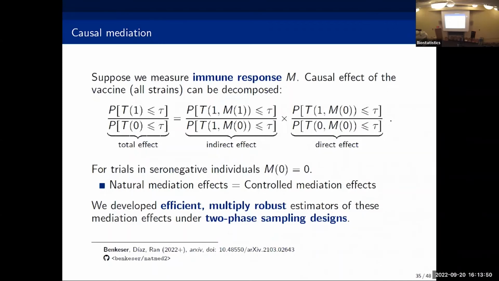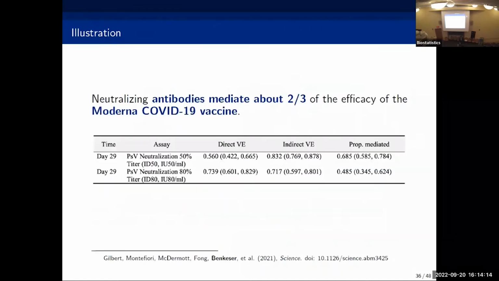And if we can understand whether antibodies relate to a huge fraction of the protective efficacy of these vaccines that we've seen, or not so much, that can give regulators some information about whether this is potentially a good surrogate endpoint. So I have a tech report here and an R package available on GitHub that proposes basically efficient estimators of these that account for this kind of two-phase sampling design.